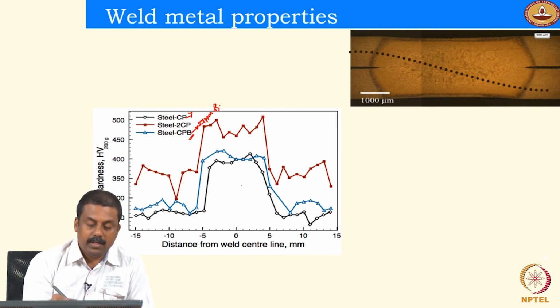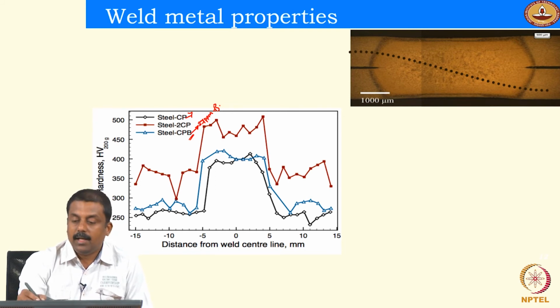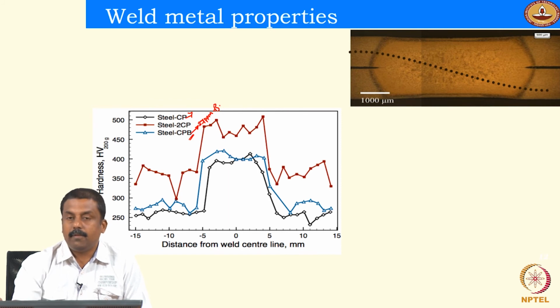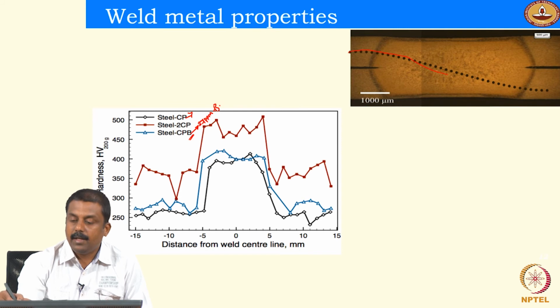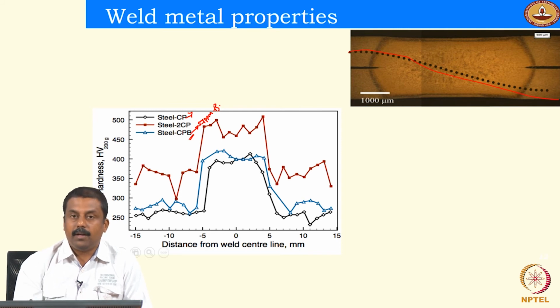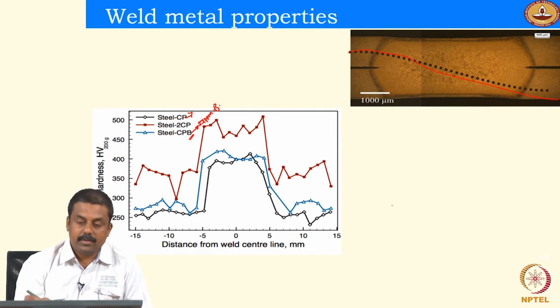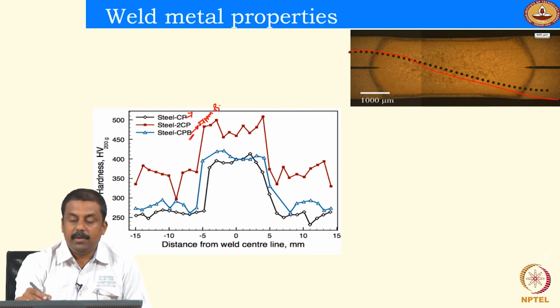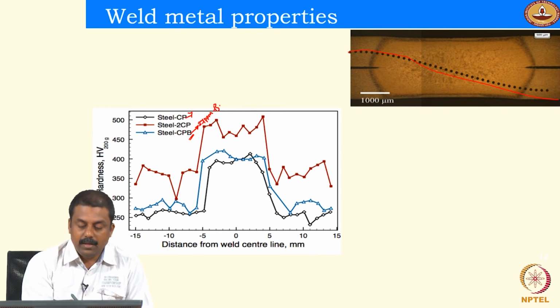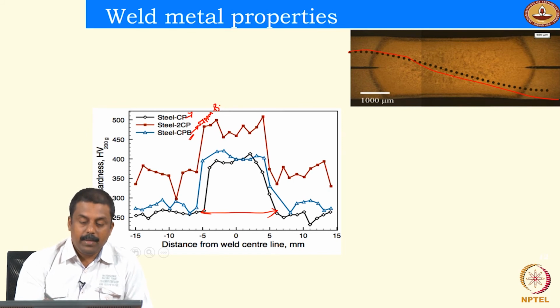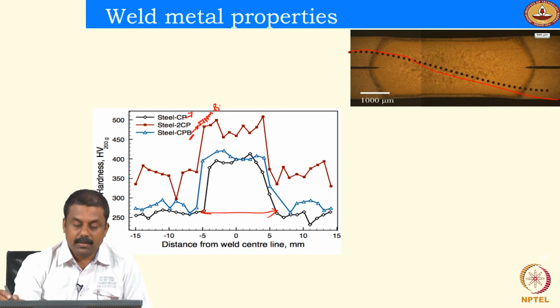So what you see over here is the hardness variation over the length of the resistance spot weld nugget, shown in the top image, how the hardness variation happens when you move from one side of the base material to the other side of the base material. You see the weld has a significant increase in hardness because of the formation of a complete martensitic microstructure.